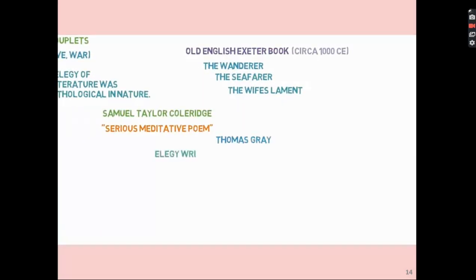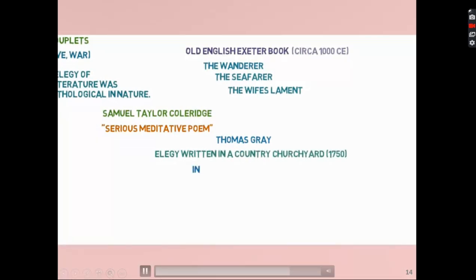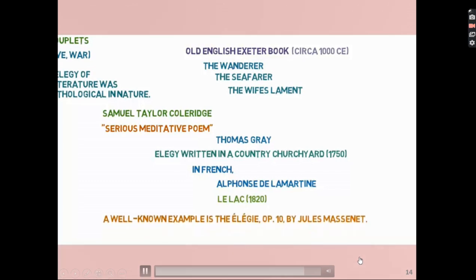A famous example of elegy is Thomas Gray's Elegy Written in a Country Churchyard, 1750. In French, perhaps the most famous elegy is Le Lac, 1820, by Alphonse de Lamartine. Elegy may denote a type of musical work, usually of a sad or somber nature. A well-known example is the Elegy, Opus 10, by Jules Massenet. This was originally written for piano as a student work, then he set it as a song, and finally it appeared as the Invocation for cello and orchestra, a section of its incidental music to Leconte de Lisle's Les Erinnyes.